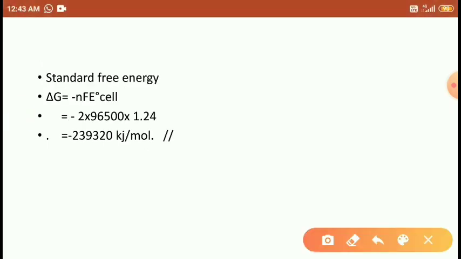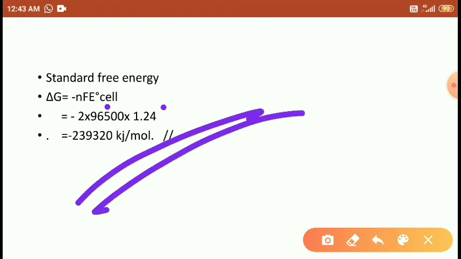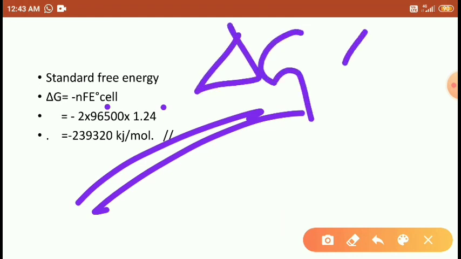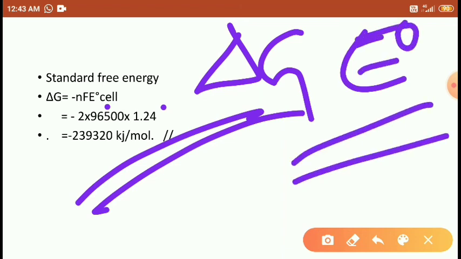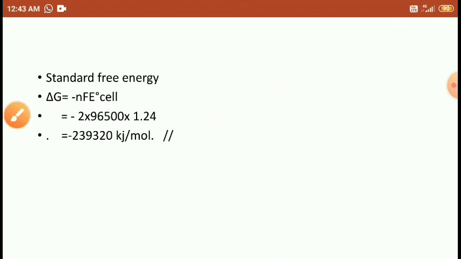Next, we have to find the standard free energy. Delta G is minus nF E naught cell, where n is 2, Faraday charge is 96500, and E naught cell is 1.24. Then we got the answer minus 239320 kilojoules per mole. So in this case, we find the delta G with the help of the E naught cell. Students, I hope you understood today's example. If you have any doubt, ask me. Thank you so much.